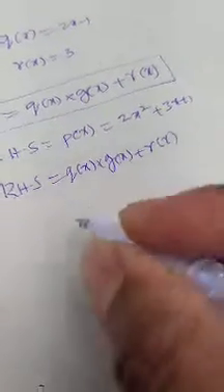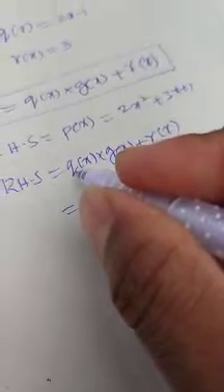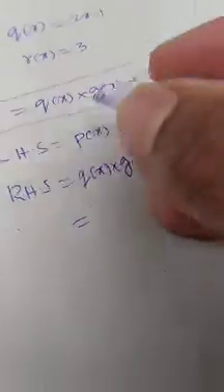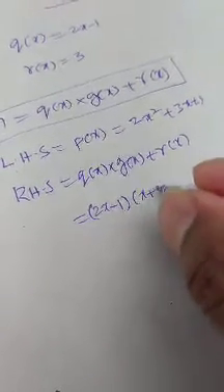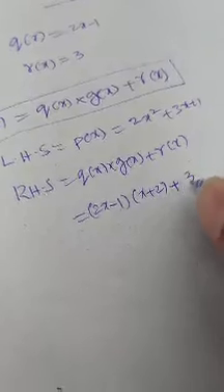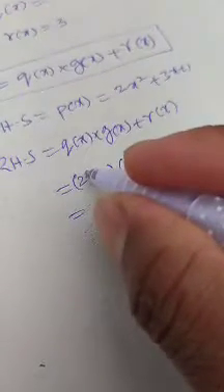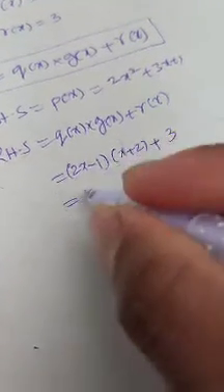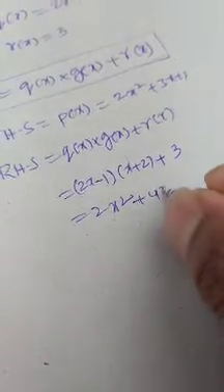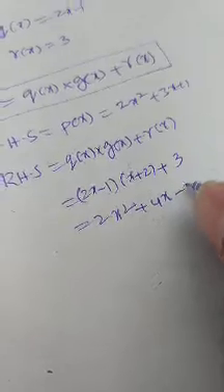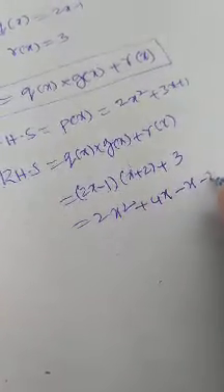So I will substitute here. What is Q of x? It is the quotient polynomial. What we got? 2x minus 1. I am substituting here 2x minus 1. G of x is the divisor polynomial, which is x plus 2. R of x is the constant 3. Now multiply: 2x into x, 2x square, 2x into 2, 4x, minus 1 into x, minus x, minus 1 into 2, minus 2, plus 3.